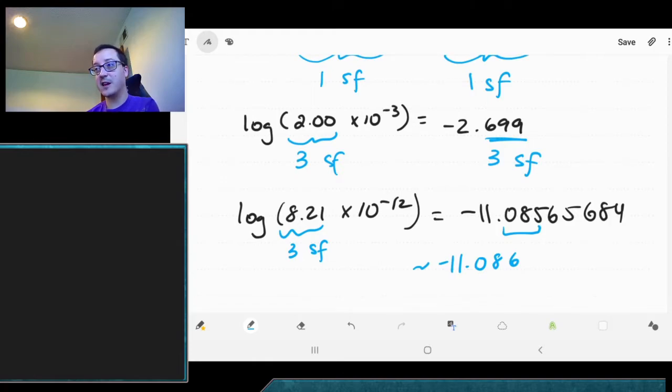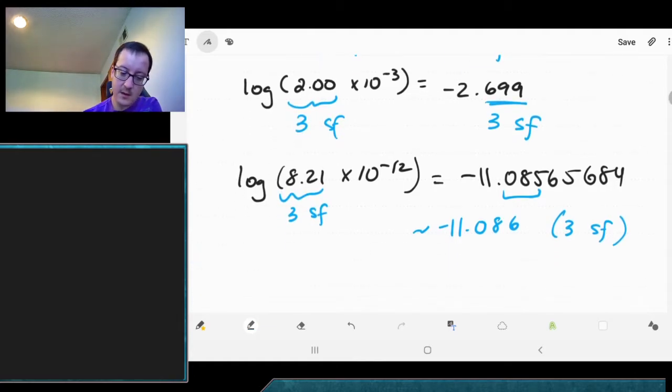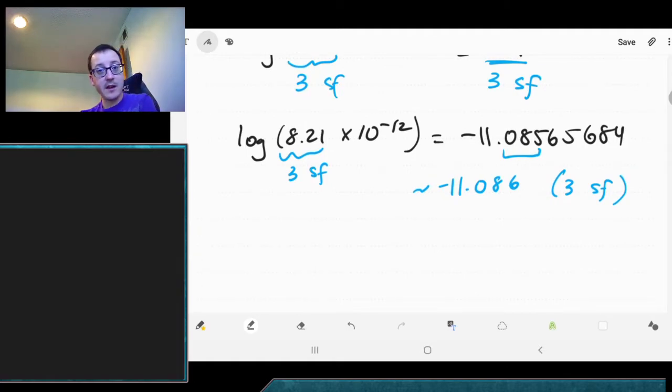So something to keep in mind. Sig figs for logarithms do not include numbers before the decimal. So we can just pretend those aren't there. Logarithms are already a pain, but that's okay. The whole point of doing this is that we're going to see it's going to make things a little bit easier for us.